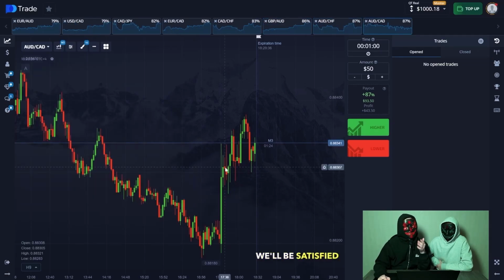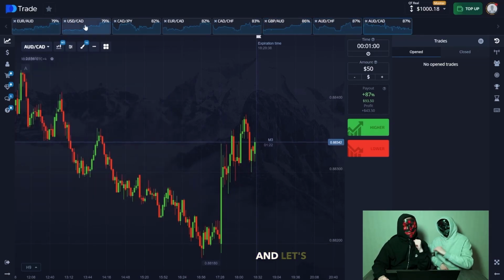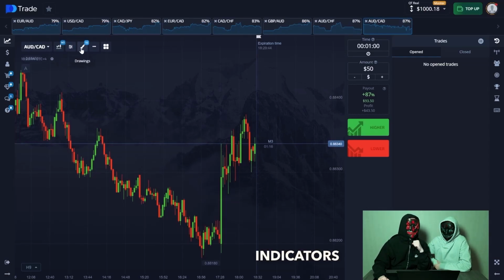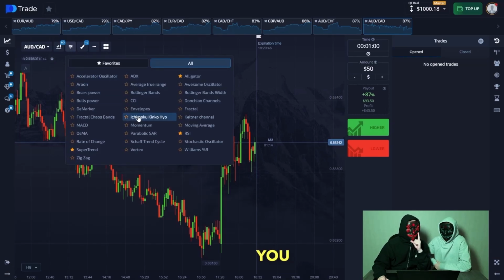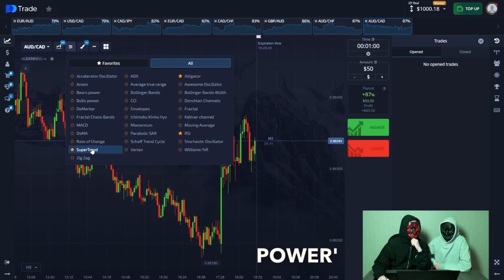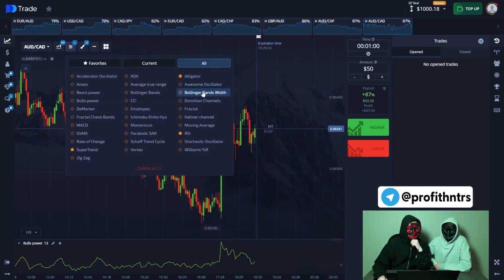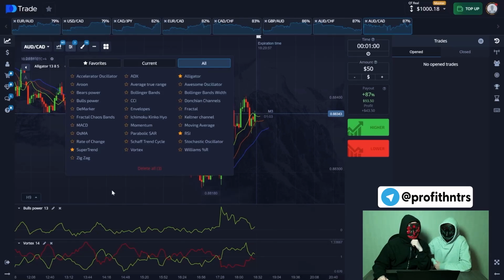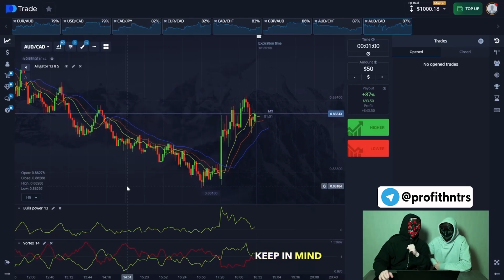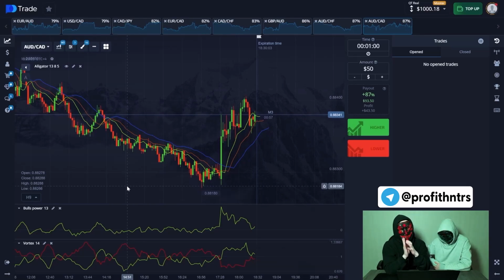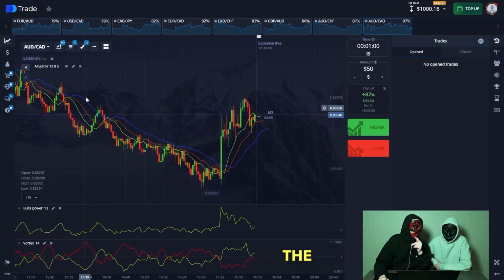We'll be satisfied with this many currency pairs, and let's start with the first one. Australian dollar, Canadian dollar. Now, we'll add some indicators which are very crucial that we'll show you now. Add Bull's Power, include an Alligator with you, and a Vortex as well. Keep in mind we have 2 oscillators and 1 key indicator, and now we'll walk through the settings, friends.